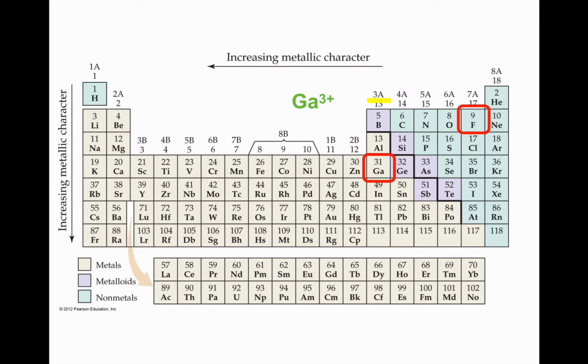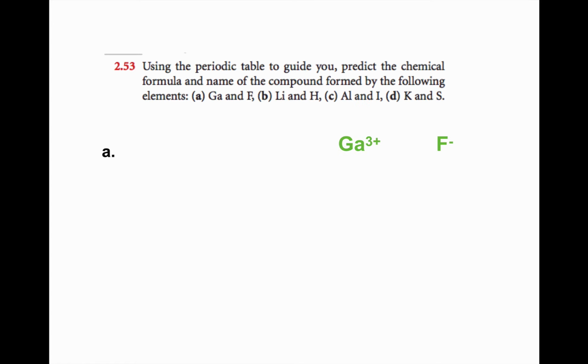Over to the nonmetal side, fluorine is 1 away from the end of the row, so fluorine can take 1 more electron to get to a neon configuration. So fluorine turns into fluoride. If you're in group 7A, you take 1 electron and become an anion. So for gallium 3+ and fluoride -, we would need 3 fluorides for every gallium 3+ to get a neutral compound. That's how you write the formulas: you try to write it so it's electrically neutral. The number of negative charges equals the number of positive charges.